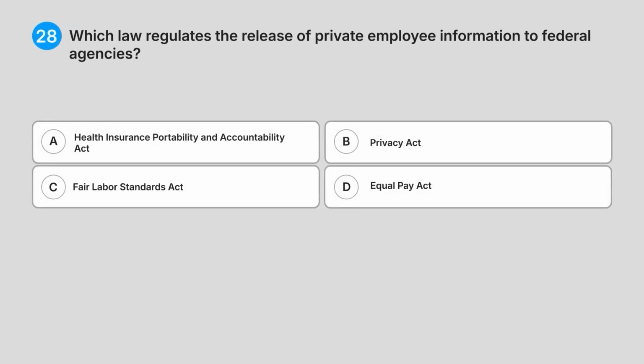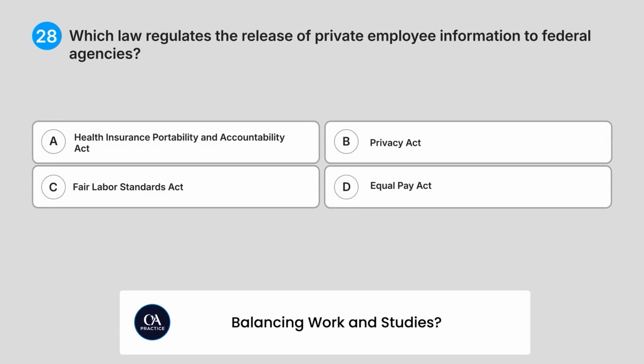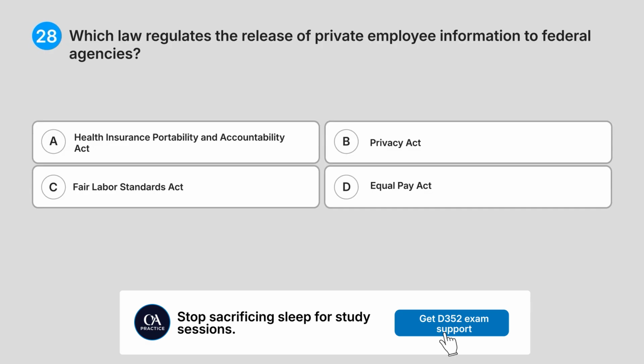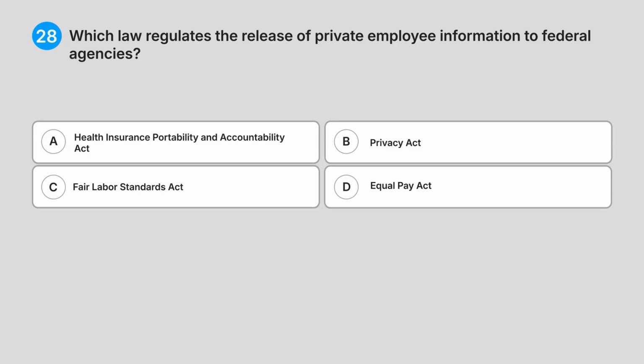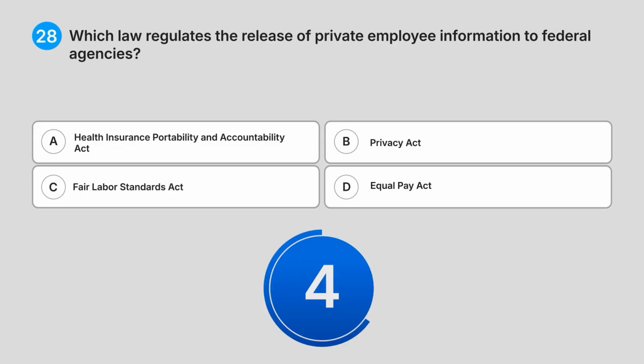28. Which law regulates the release of private employee information to federal agencies? A. Health Insurance Portability and Accountability Act. B. Privacy Act. C. Fair Labor Standards Act. D. Equal Pay Act. Can you guess the answer?